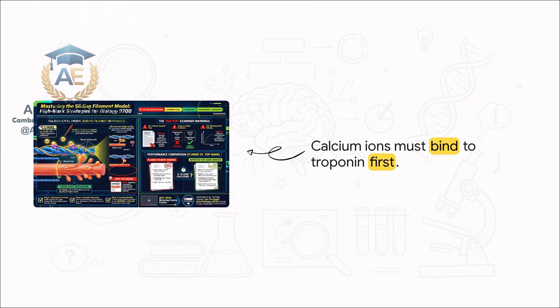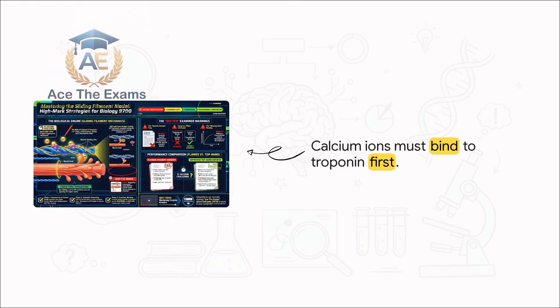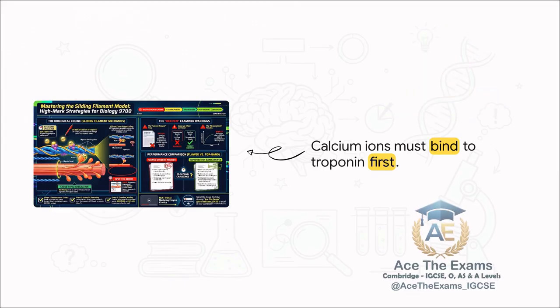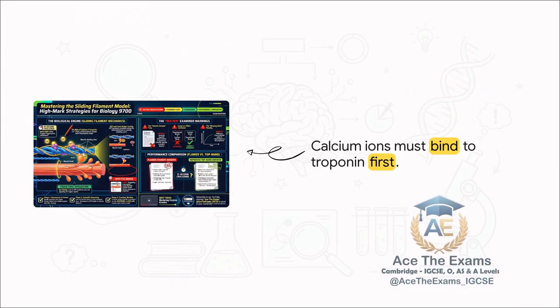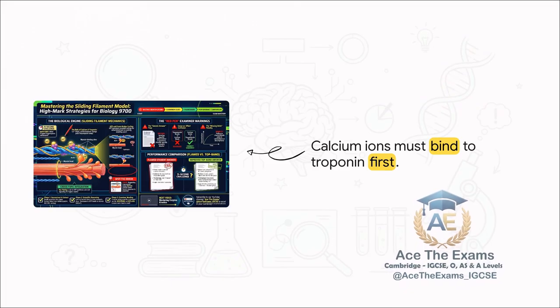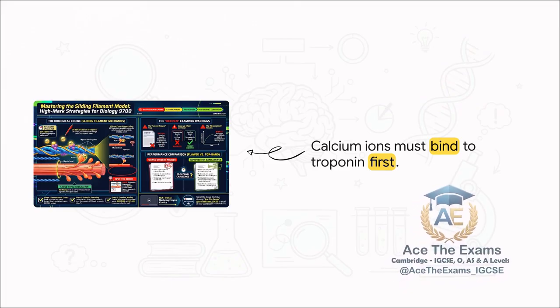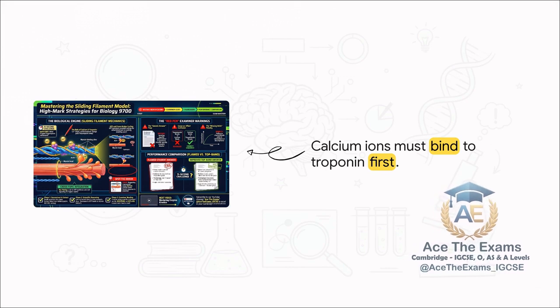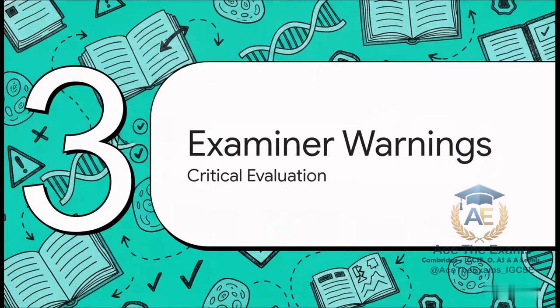If you suggested that tropomyosin moves before calcium binds, you've reversed the biological sequence, and that is a major red flag error. Calcium ions absolutely must bind to troponin first. This binding causes a conformational change that pulls tropomyosin away, exposing the myosin binding sites on the actin filament. Getting this sequence backward is a classic cause versus effect confusion trap that examiners specifically warn about in their reports year after year.